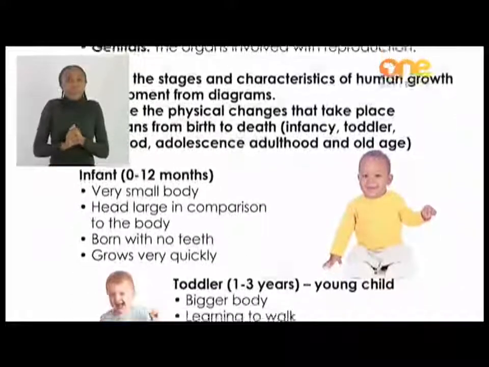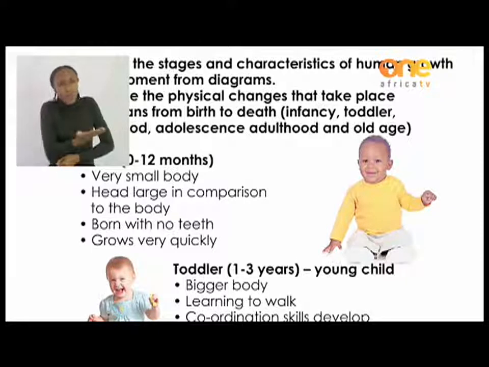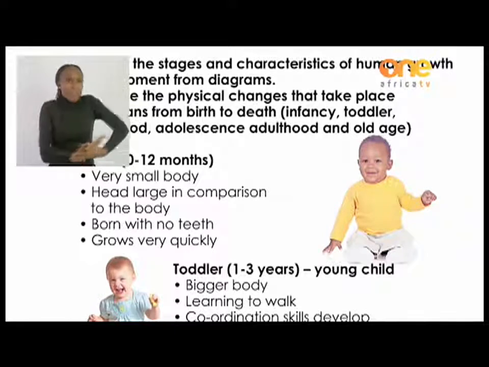Let's go back to our competence on page 16, which says we will be able to identify the stages and the characteristics of human growth and development from the diagram. We are starting at the very first stage of life. All of us, no matter how big or small we are, at one point in life were all infants. It means we were all babies.